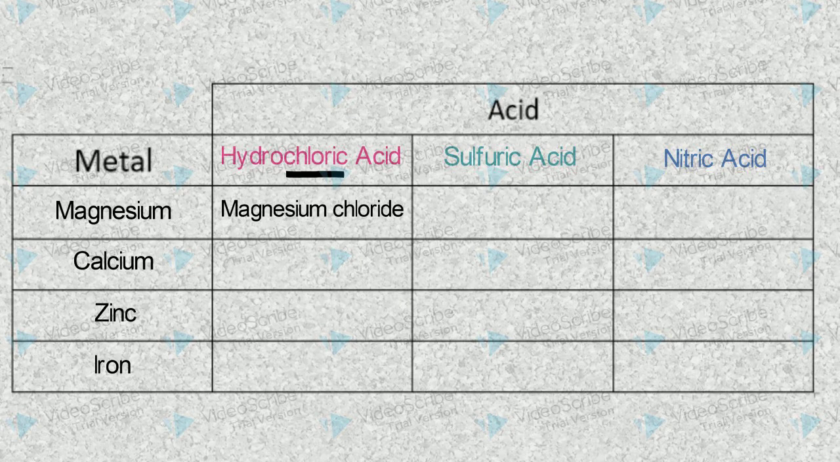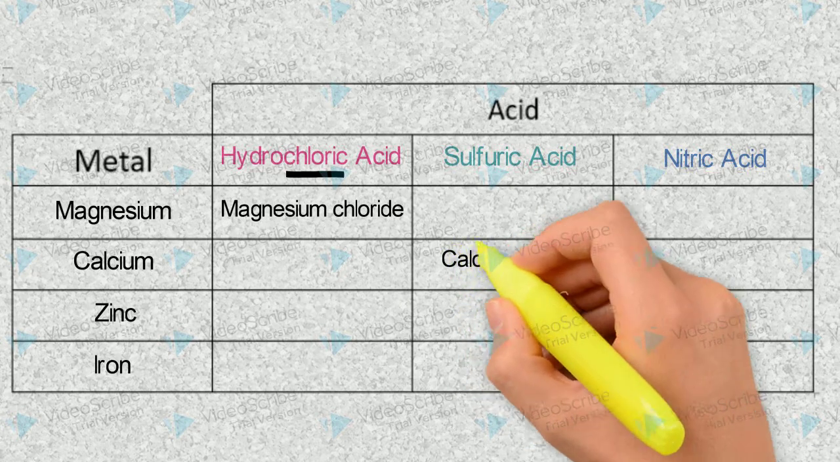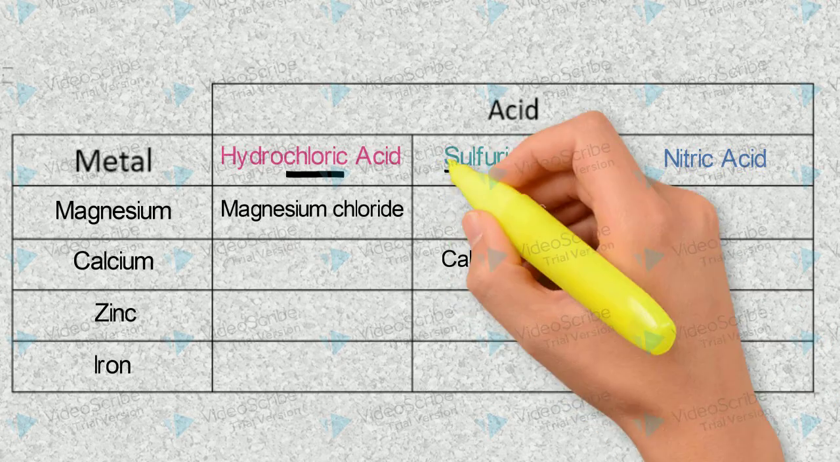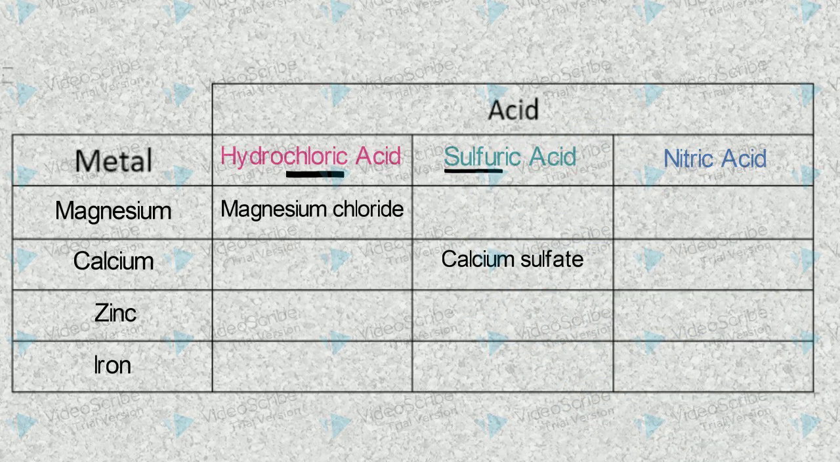Next, we'll react calcium with sulfuric acid. When we do this, we make a salt which is called calcium sulfate. Again, the sulfate part of the salt comes from the acid name sulfuric.